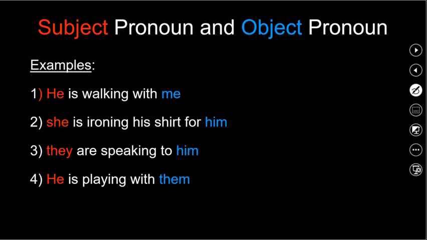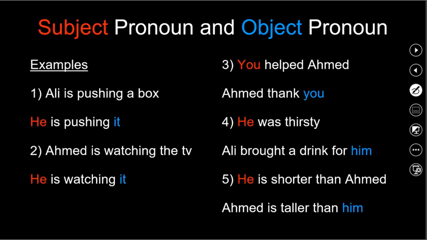He is the subject pronoun. Me at the end is the object pronoun. She is ironing his shirt for him. They are speaking to him. He is playing with them. Okay, that's very clear to understand. Subject pronouns and object pronouns.